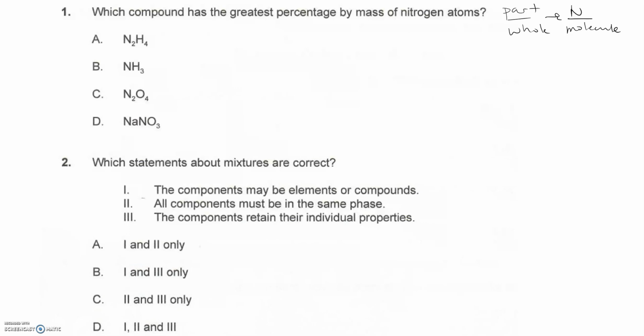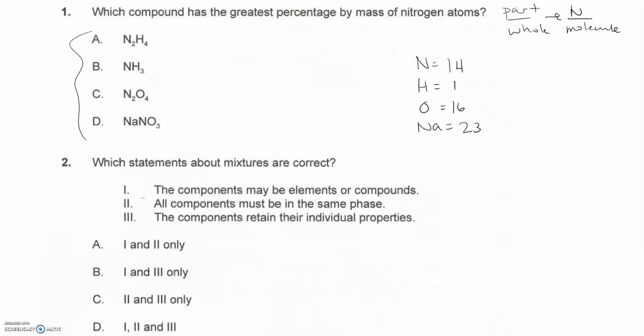To get mass, we need to look at the periodic table. The mass of nitrogen is 14.01. Since we're dealing with a paper 1, that means we don't have a calculator that we can use, so rounding to 14 is a very valid number. If I'm looking at the other parts of the molecules, hydrogen has a mass of 1, oxygen has a mass of 16, and sodium has a mass of roughly 23.